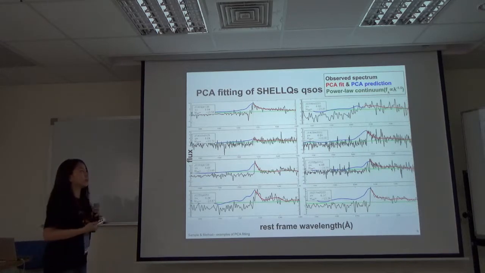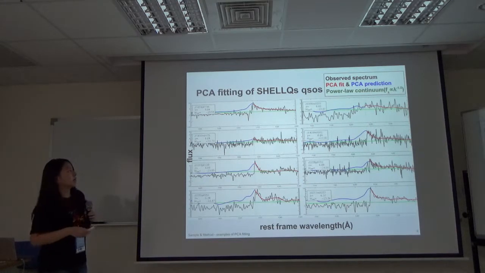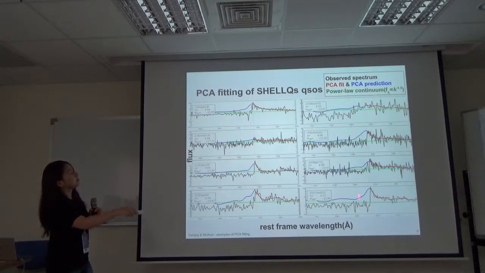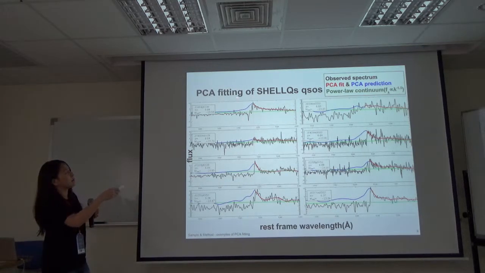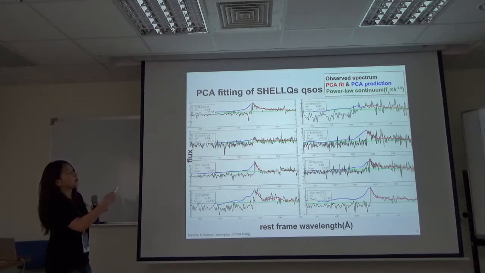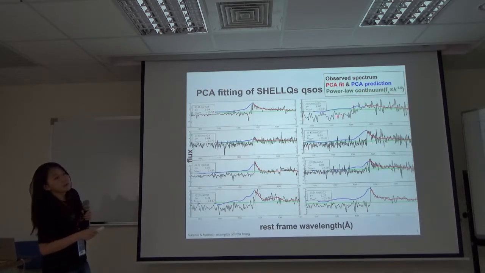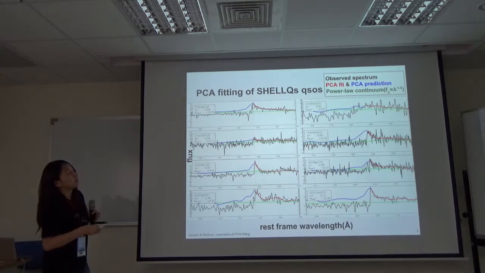But actually we are still trying to improve the PCA fitting, and we are trying to fit the spectra to the longer wavelengths. In these figures we fit the spectra to the right side, and then predict the blue side. But we are trying to fit to the longer side in order to predict the intrinsic spectrum of the whole region. So then we may be able to measure the damping wing. For example, if you look at this one, this looks like the damping wing, but we didn't have a good prediction on the intrinsic spectrum here.